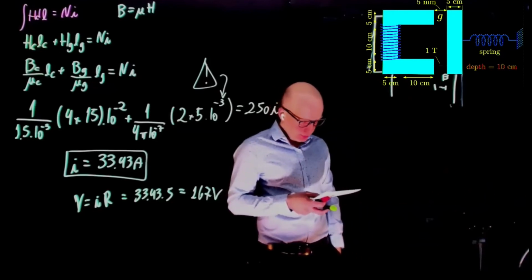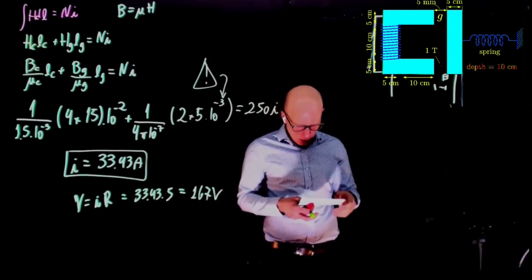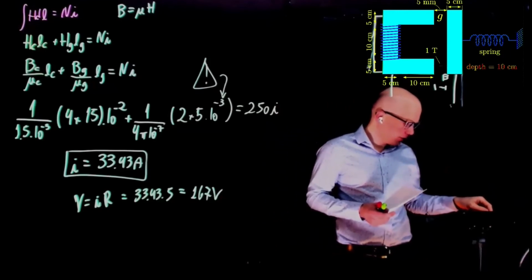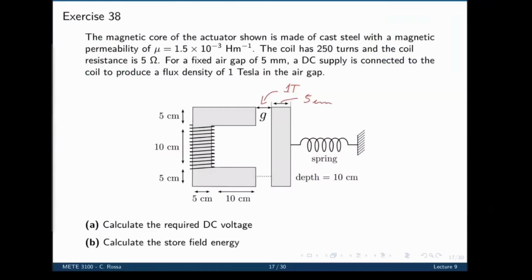All right. So if there are no questions, we can move to the second part of this question, and that is to calculate the stored field energy. There is an R missing there. Now let's calculate the stored energy in the magnetic field. Let me just erase the light board quickly, and then we'll do that one.